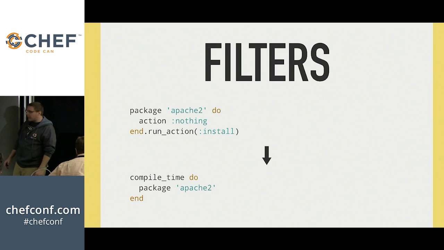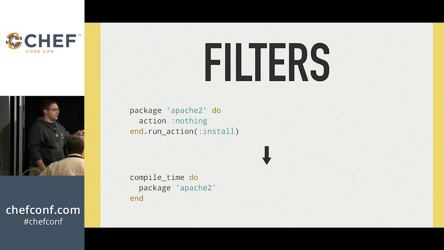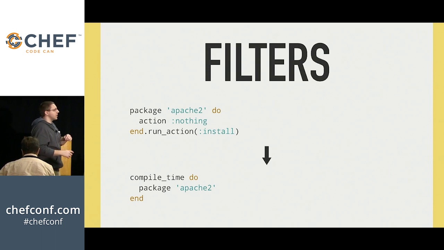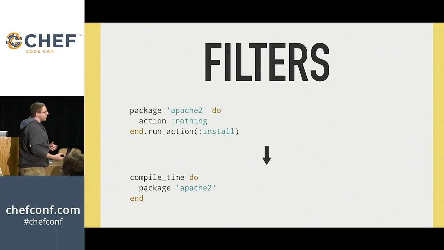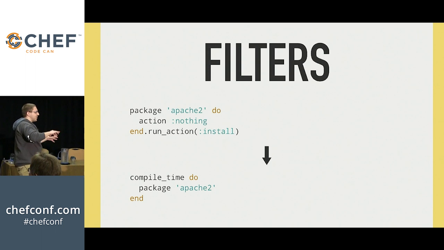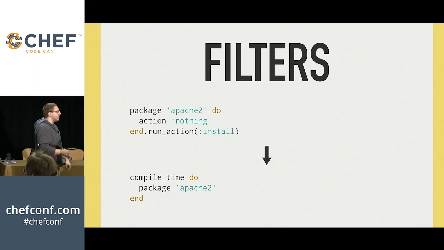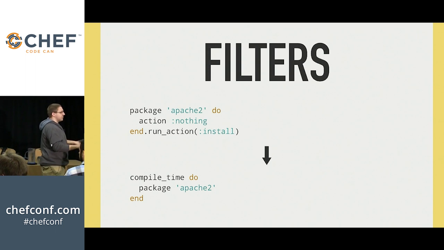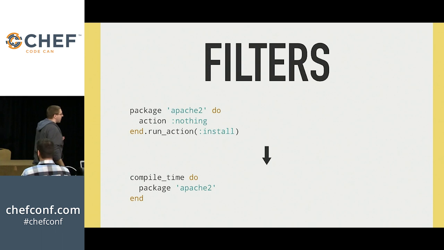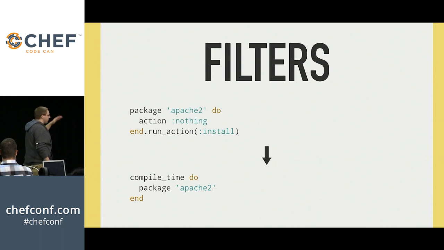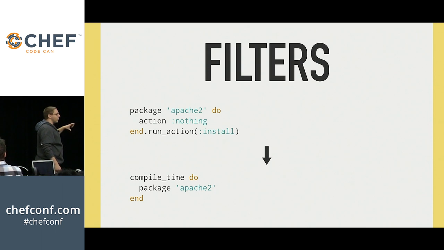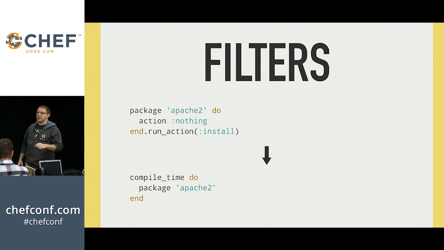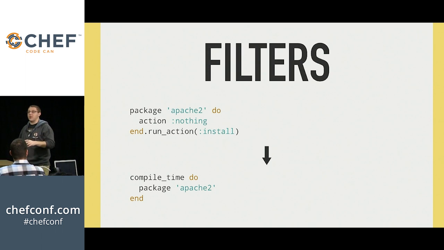And then one of the last things I want to talk about is filters, which is if you ever do this wonderful thing where you create a resource and you call .run_action on it at the end so that it goes at compile time instead of converge time because you need the package so that you can install your thing before you do your thing. That's gone with Chef Sugar. There's a compile_time block. And everything that you put in between that do and end will get executed at compile time. So no more nasty run_action, no more any of that. It's just a block.